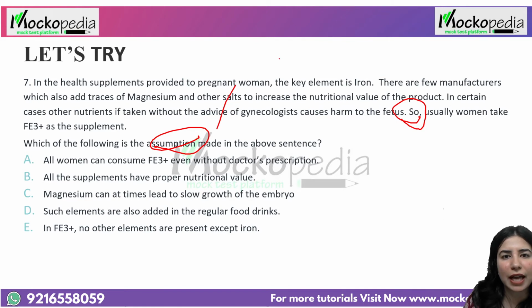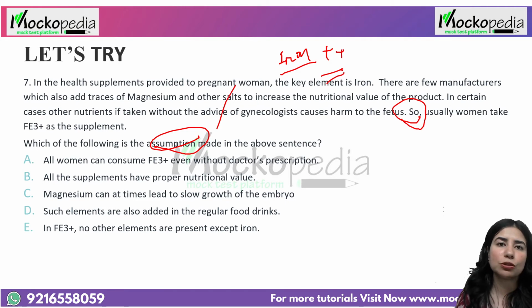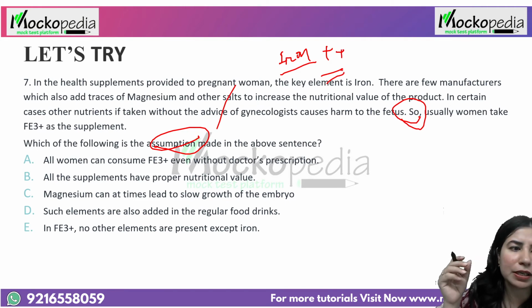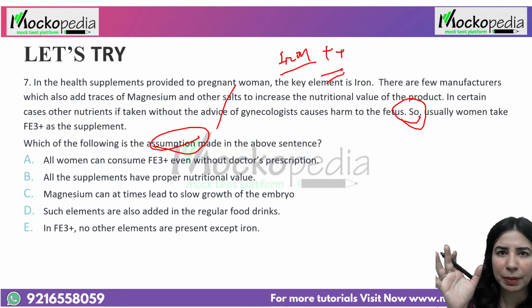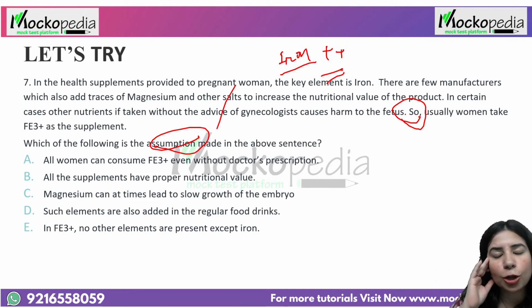तो कह रहे हैं कि आयरन आपका एक सप्लीमेंट होना चाहिए. अब कुछ और एडिशनल एलिमेंट्स को ऐड कर देते हैं जिससे फीटस को हार्म हो सकता है. तो इसलिए women take Fe3 plus as the supplement. तो वो वही सप्लीमेंट लेती हैं. तो मतलब वही सप्लीमेंट लेती होंगी जिससे फीटस को हार्म नहीं होता होगा.